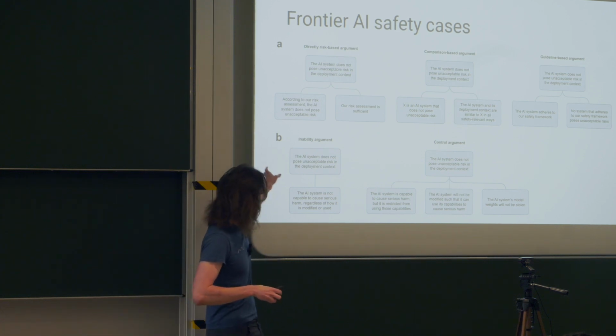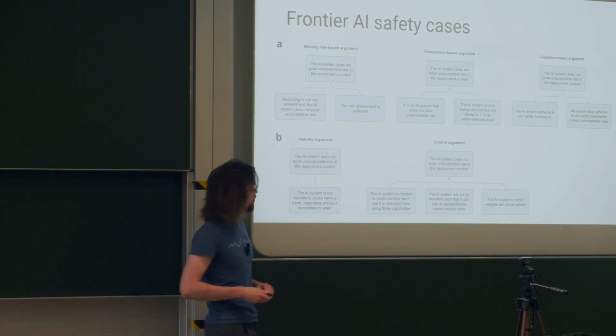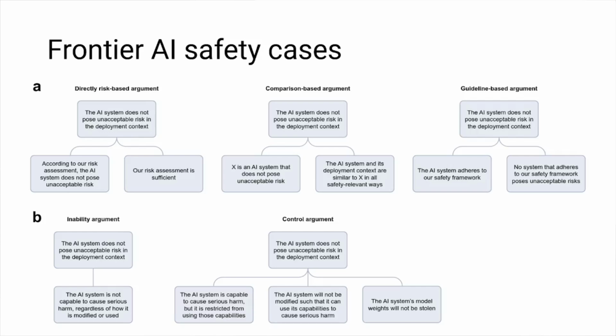Maybe you make an inability argument, that it's unable to do the thing you're worried about. Maybe you make a control-based argument where you say, okay, it could be capable of doing these things, but we've restricted it successfully from doing these things with our control protocol. And maybe you have a few more contingent nodes here. One of them being that the AI's model weights will not be stolen. If you have your AI and it's perfectly controlled, but somebody steals it and then deploys it without all these protocols, that's not very safe.